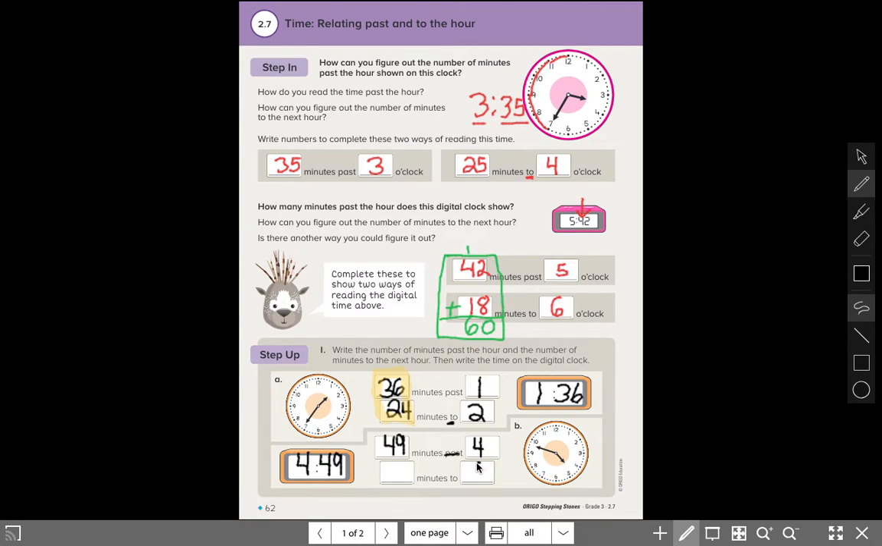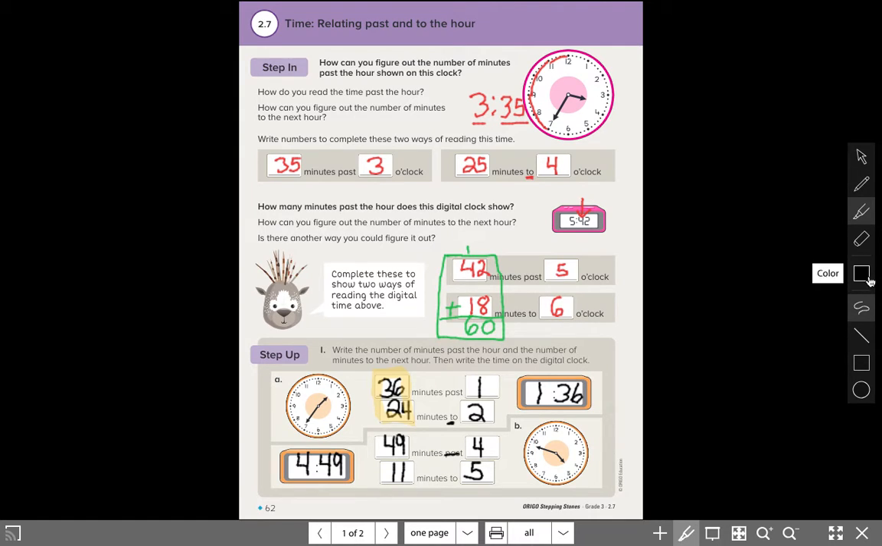The hour that comes after 4 is 5. How many more minutes do we need to keep going to get to 5? Okay, there's 1 plus 5 is 6 plus 5 is 11. There are 11 more minutes to get to 5 o'clock.